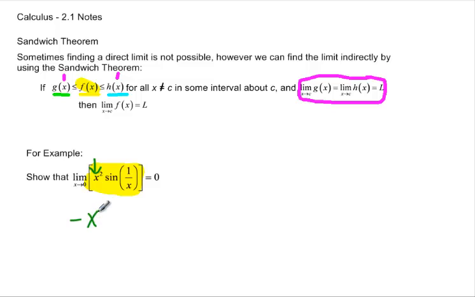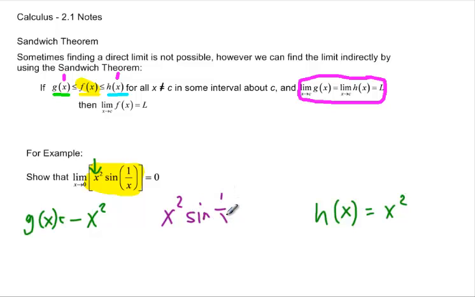So let's look at negative x squared for the g of x part. And let's look at positive x squared for the h part. Now, if you think about this, the largest that sine can be is 1 or negative 1. So times x squared, the most that would happen is an equality with x squared. So in between these guys, we've got x squared times the sine of 1 over x. So this becomes my f of x part.